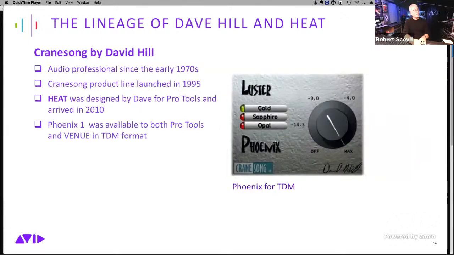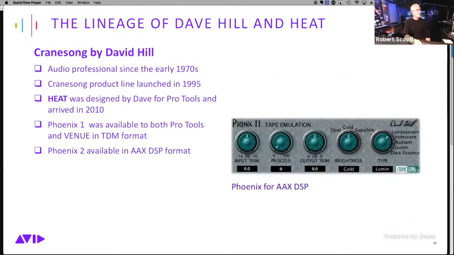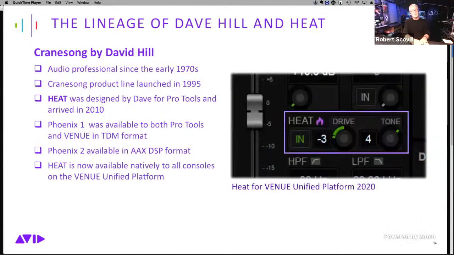Phoenix 1 was available for VENUE, as you guys all know, in TDM format. It was, I would dare to say, probably the most popular plugin we had on the original VENUE series of consoles. And then, of course, Phoenix 2 came available with AAX DSP format for S6L and for Pro Tools HDX as well in the AAX DSP format. And now we see Heat available to us on every input in the VENUE system, right? So this is just an outstanding thing to have on the console.